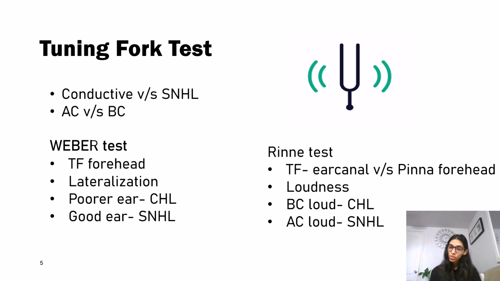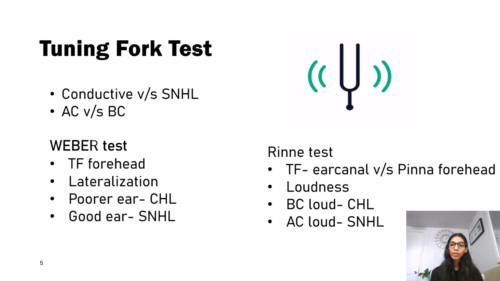You can do this tuning fork test as a standalone test, and also you can do this along with the Pearson audiometry. So here what we are going to do is compare air conduction versus bone conduction. Two of those tuning fork tests which compare air conduction versus bone conduction are Weber and Rinne.